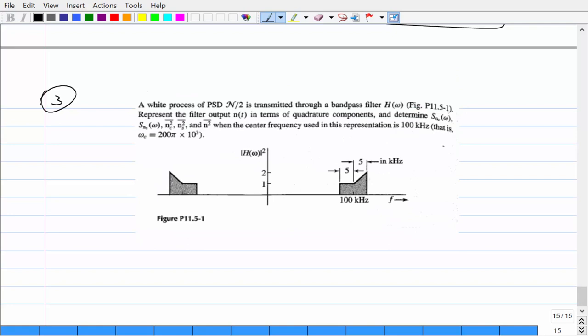Question number 3. All right, so I'll do one more question, take a break. We'll do 3 more questions, and then we're out of here. All right, so I'm actually almost halfway through. This is the third question.